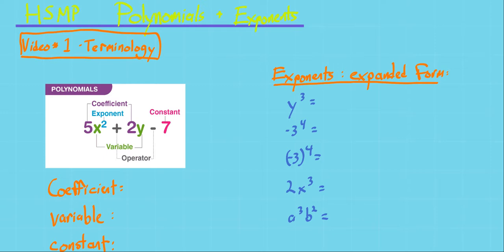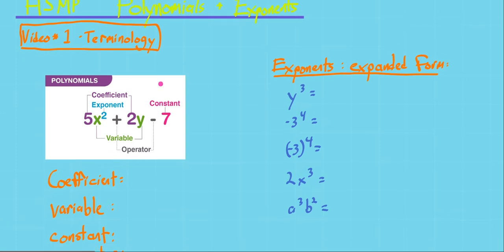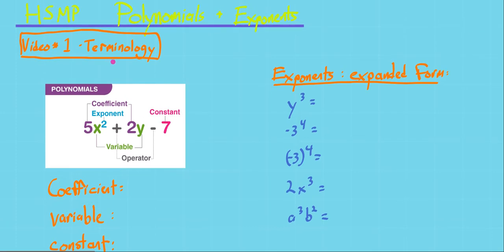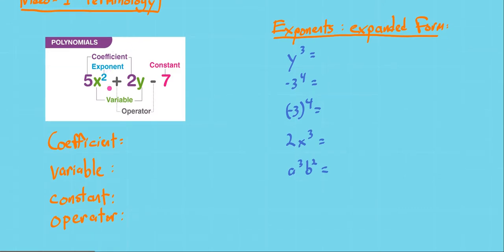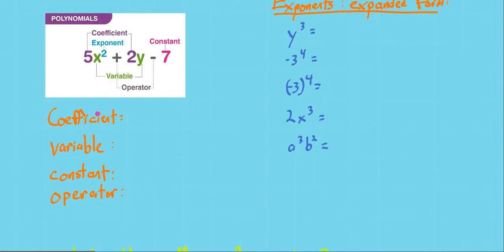Okay, this is the first in a series of videos for the high school math prep course, and I'll try to keep them short. So we're on the first one. It's going to be about polynomial terminology. For polynomials, we've got a few terms we need to know. We need to know coefficient, variable, constant, and operator.